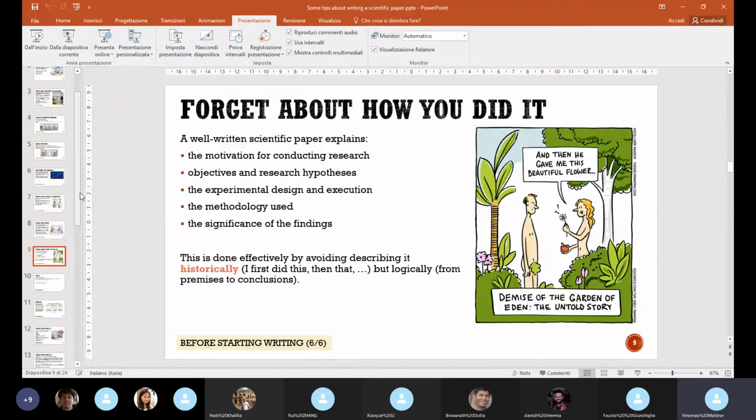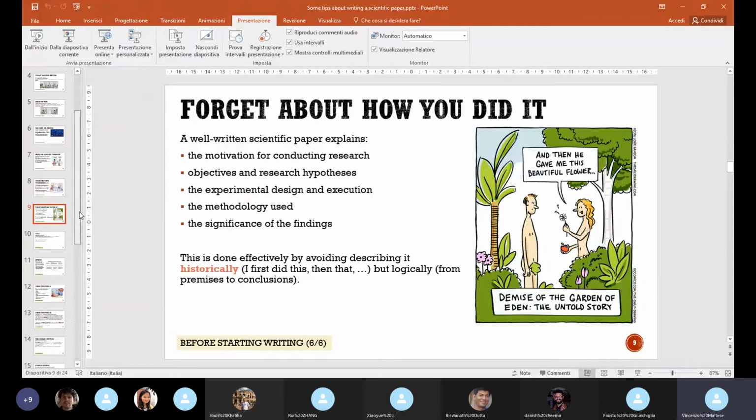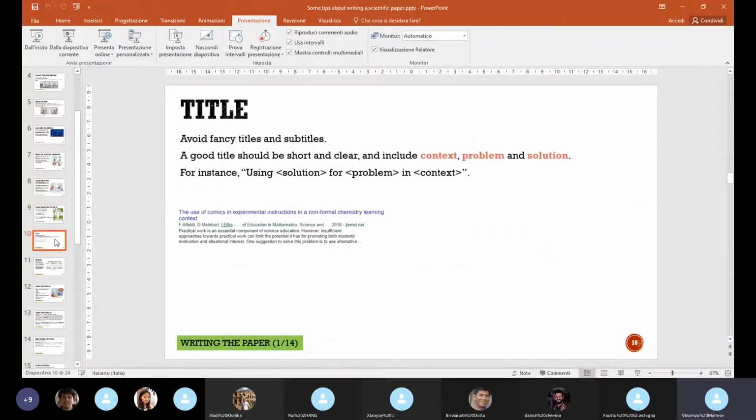Okay, so now you are basically ready to start writing the paper. So I'm going through a few tips about how to actually write a scientific paper. So you start from the title. The title should condense three main things: the problem, the solution, and the context in which you are approaching the problem and solution. For instance, a possible title could have this form: using a certain solution for a certain problem in a certain context. You see here an example.